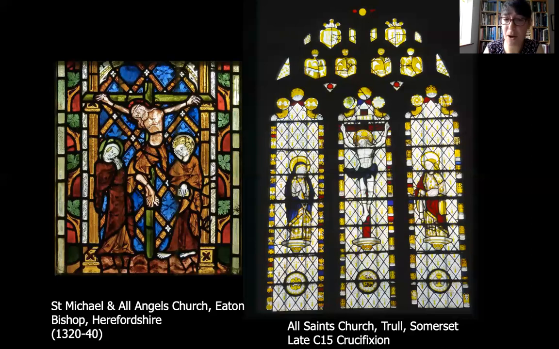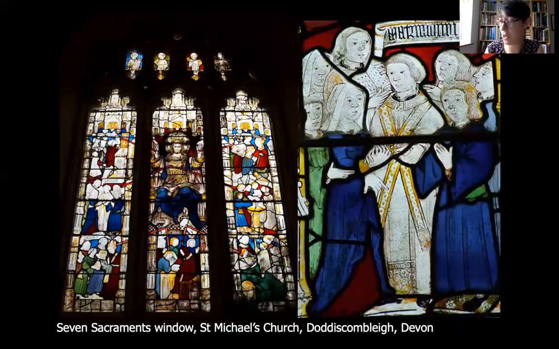Some windows remind us how these churches were used. Quite literally, this window shows the 7 sacraments of the Catholic Church, which include the celebration of the Eucharist, which is on the left there, as well as marriage, which I've got a detail on the right. You can see matrimonium, the inscription above.